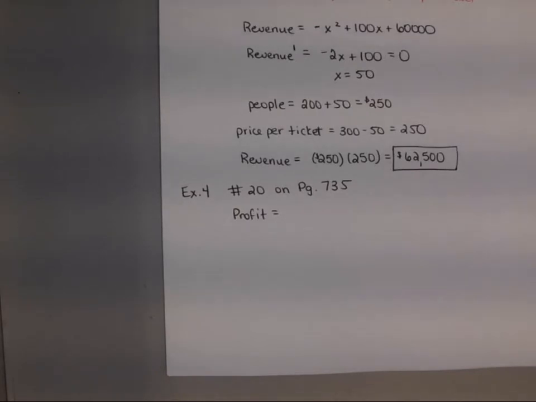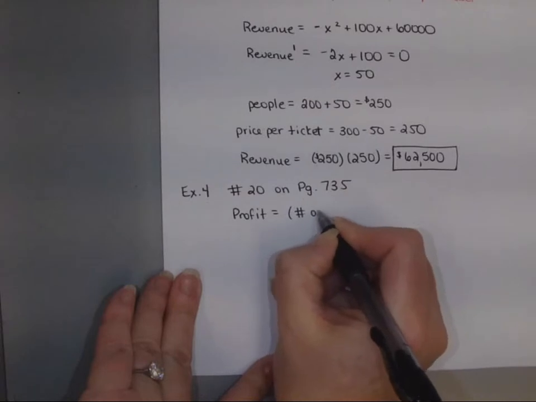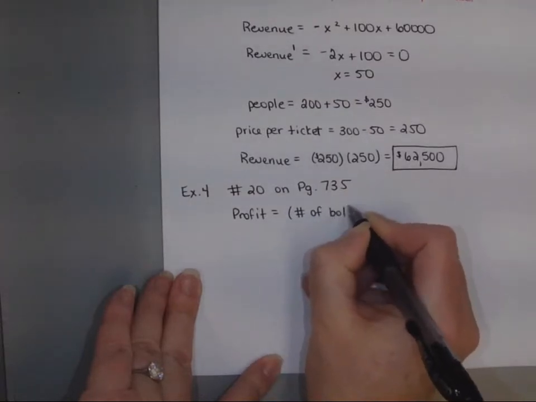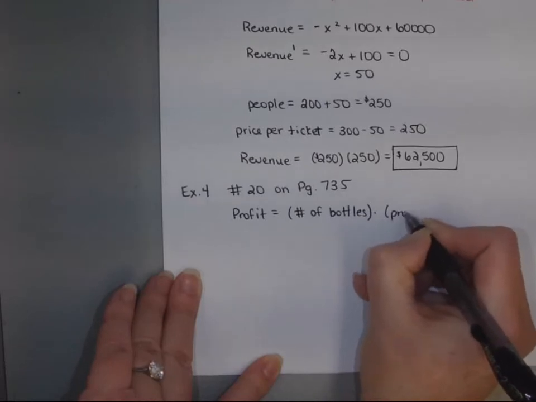All right, so notice, what would we need for profit? We would need to know the number of bottles he sold, right? And then the profit per bottle, right? So I'm just going to write that down. So we need the number of bottles and then times the profit per bottle.